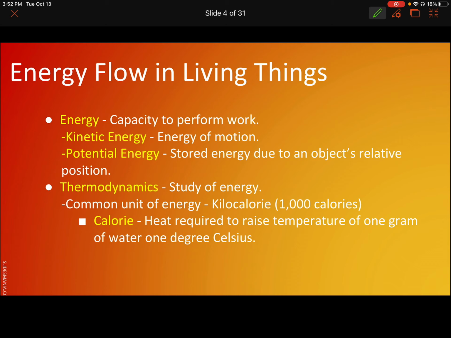So if we look at energy flow in living things, we are looking at the capacity to do work, the capacity of the cell to do what it needs to do. It requires energy in order to do that. There are two kinds of energy. We're talking about kinetic energy and potential energy. Kinetic energy is energy due to motion, and potential energy is the stored energy due to an object's relative position.